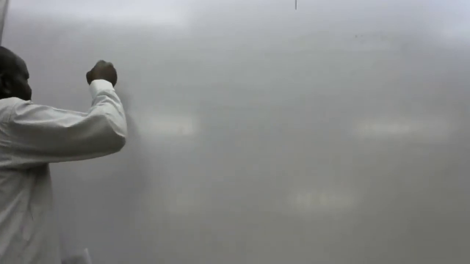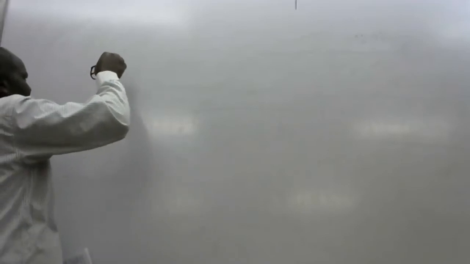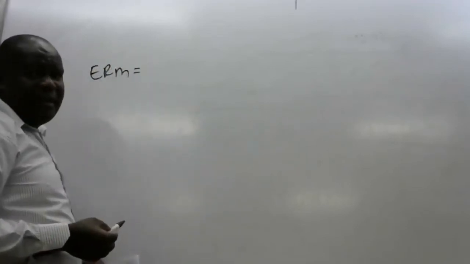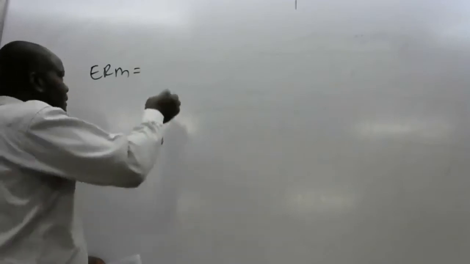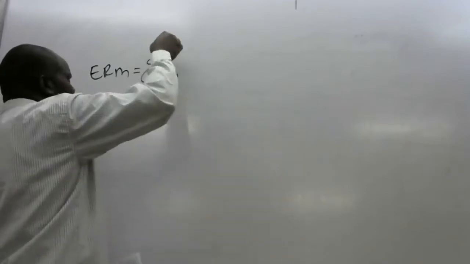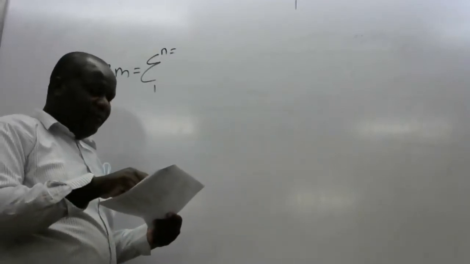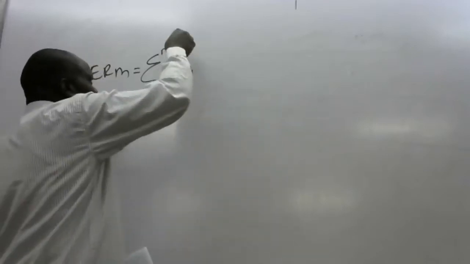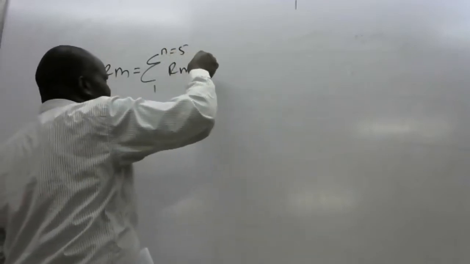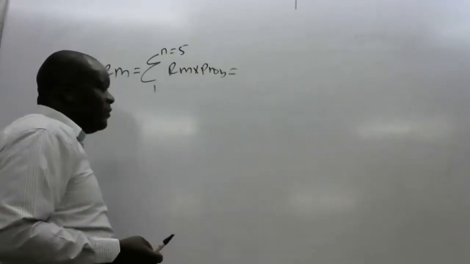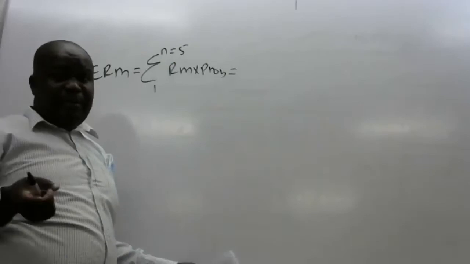We need to get, so not the portfolio, but for the market. Expected return for the market had not been given. So to get expected return for the market, you just get the summation for each, from the first to the last. You can see there were five observations for that. So take the return for the market, multiplied by the probability for each occurring.